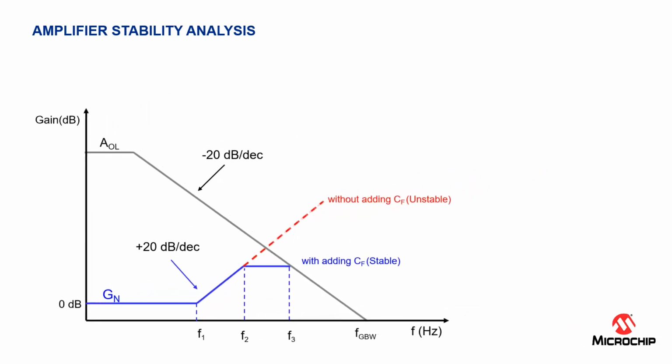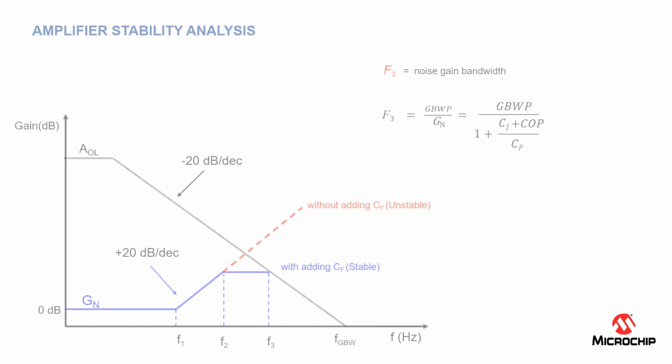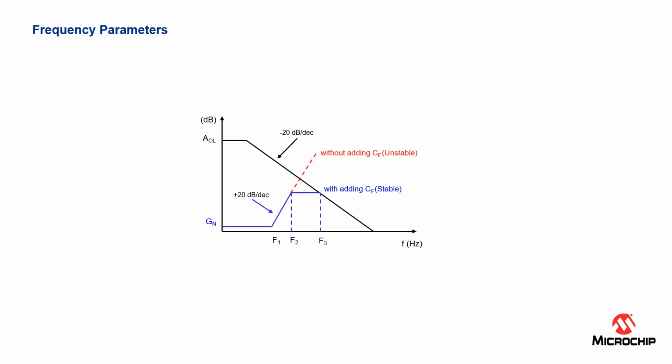So let's explain this noise gain Bode plot a little more in detail. This is where we're going to find the frequency parameters that we need for the noise analysis. F1 represents zero frequency and is determined by the feedback resistor and the input capacitance. F2 is the signal gain bandwidth or the cutoff frequency, which is determined by the feedback resistor and the feedback capacitor. F3 is the noise gain bandwidth, which is a noise gain and open loop gain intersection frequency. Now let's go over the frequency parameters.